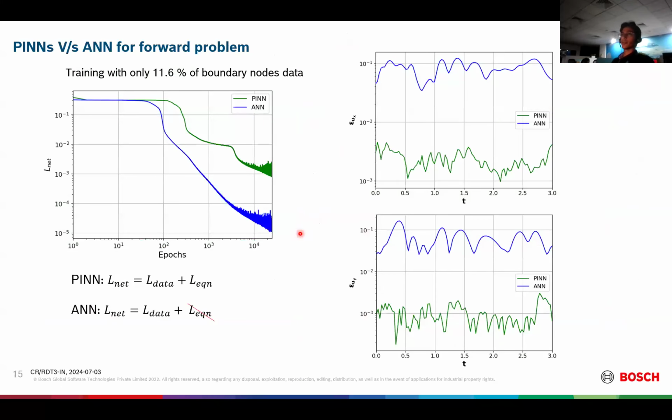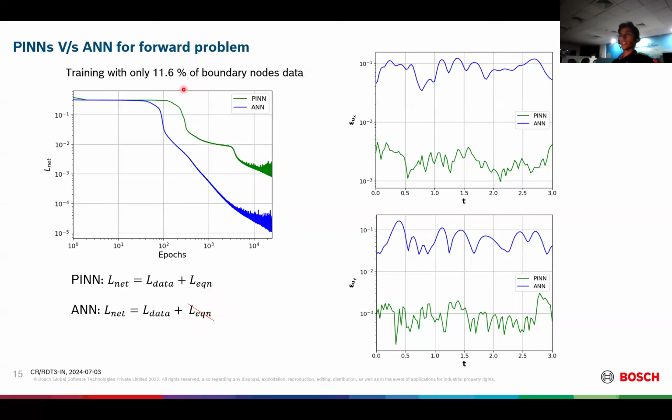And the motivation is: why PINN, and not other regression models? Here is a short summary. If you use another regression model like an ANN for the forward problem, we can see the behavior. Here we train the model with 11.6% boundary data. We don't use any interior data. The basic difference is that the ANN does not account for any equation, but the PINN takes the equations into account.